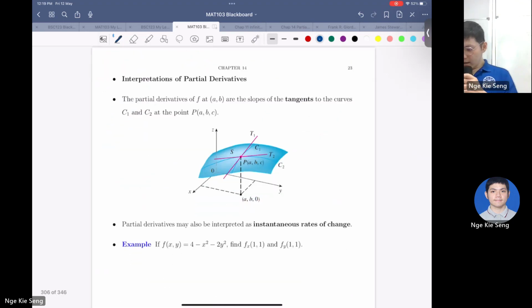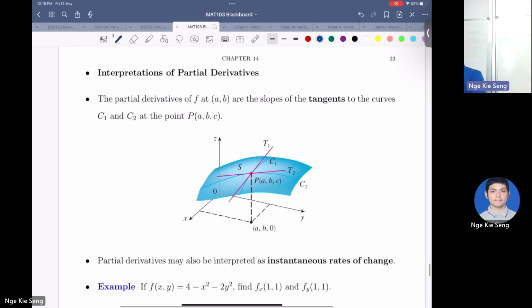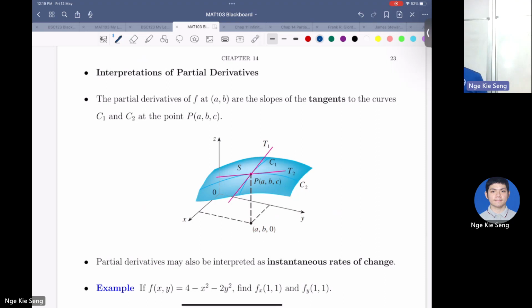Okay, next. So next, what are these partial derivatives in a geometric way? They are the slope of the curves C1 and C2 at the point (a, b, c). So what are C1 and C2? This curve should follow along. Let me write it out here. What is this partial derivative referring to? They talk about the dx and dy.